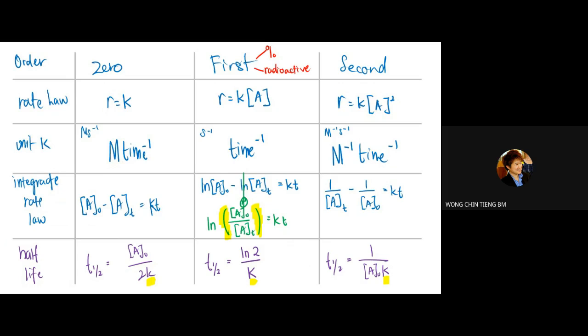Sometimes the question gives the unit of K for you to determine the order of the reaction. You look, oh, the unit of K is molar -1 minute -1, so it's second order. Sometimes the question tells you outright it's a zero order. But what happens when the question uses the word radioactive compound? Radioactive compound means first order. Okay, that's the general thing you need to know about the order of reaction. Happy? Any questions? If none, we move on.